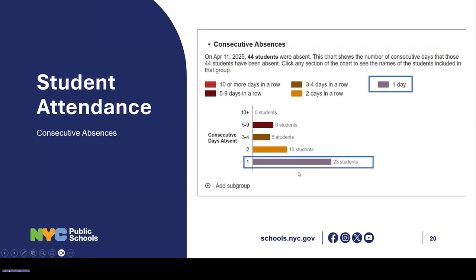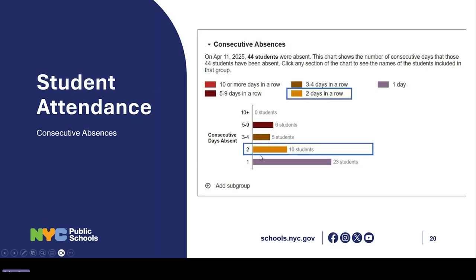That shows students who were absent for one consecutive day. Those students were absent on Friday, April 11th, the most recent school day before today, and were present the day before that. The orange bar shows the students who were absent 2 consecutive days, which were Friday, April 11th, and Thursday, April 10th. Those students were present on Wednesday, April 9th, though.